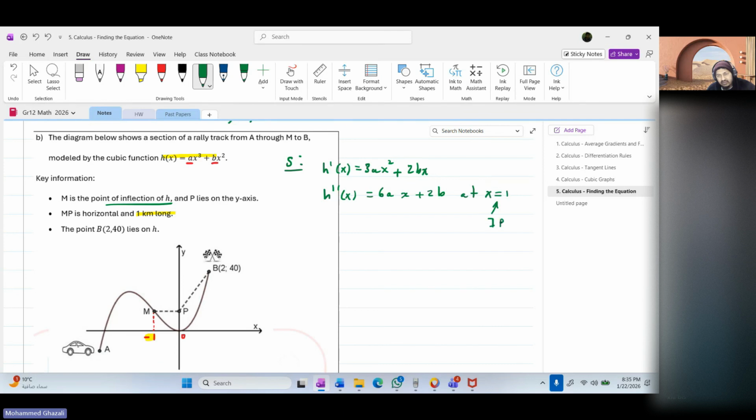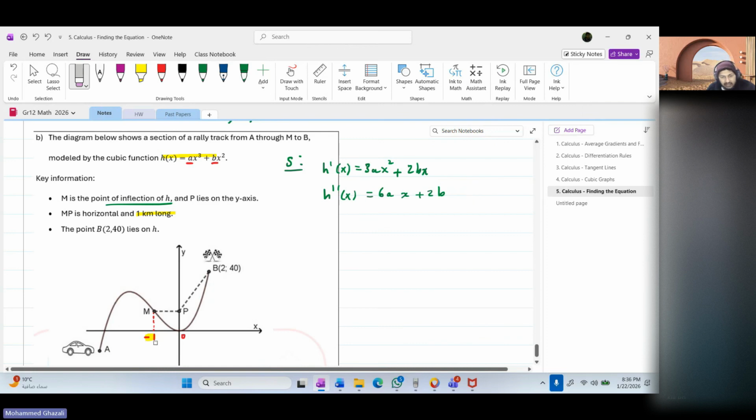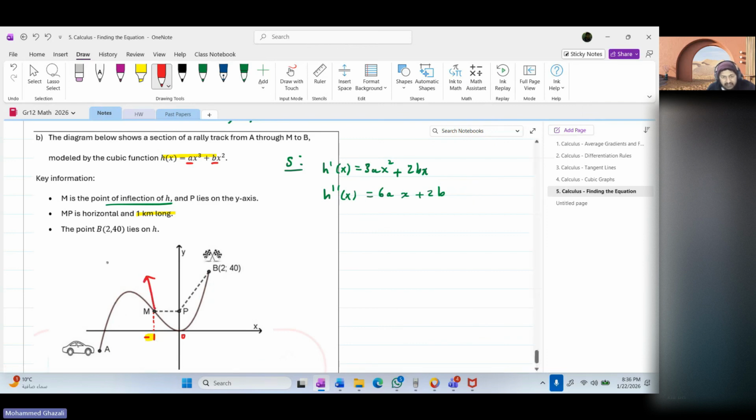At x equal to 1, that's where the inflection point is. Not 1, sorry. So I need to substitute -1. Remember what that -1 is telling me? It's telling me h double prime -1 is equal to 0. It means there's an inflection point at -1. So if I put -1 here, I will get -6a plus 2b is equal to 0. Let's simplify: 2b is equal to 6a, so b is equal to 3a. Let's call this equation 1.